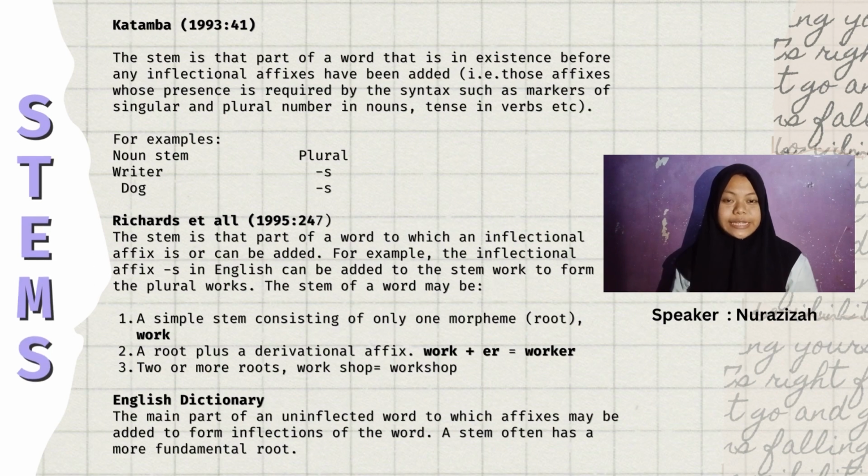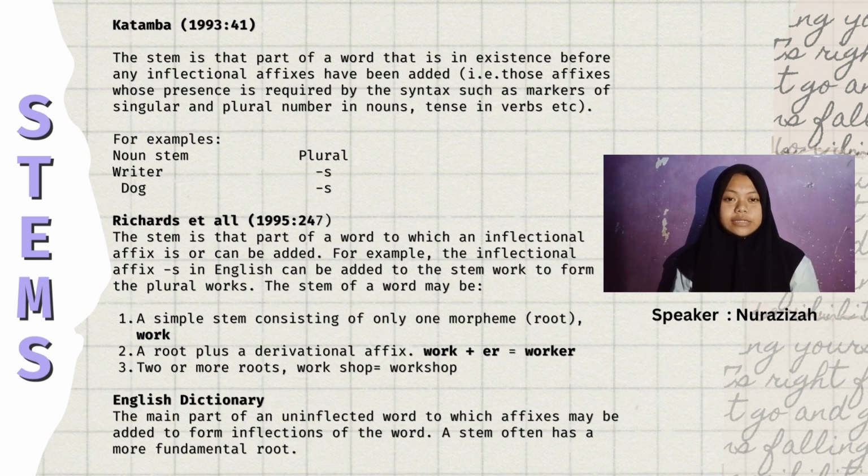Stems. There are three definitions of stems. The first is, according to Katamba 1993, the stem is the part of a word that is in existence before any inflectional affixes have been added, i.e. those affixes whose presence is required by the syntax, such as markers of singular and plural number in nouns, tense in verbs, etc. For example, noun stems: reader plus s, and dog plus s.